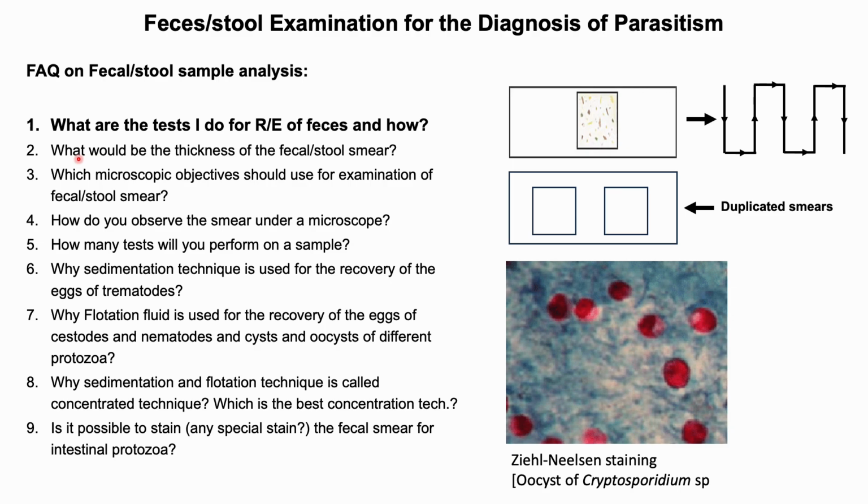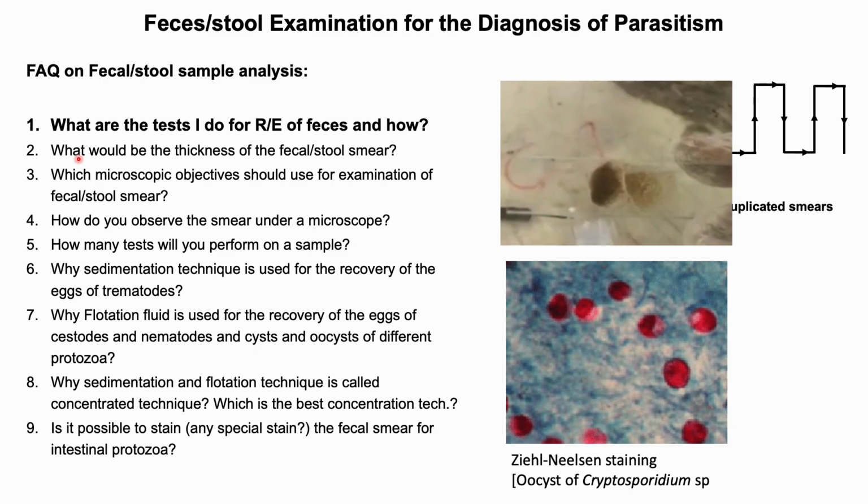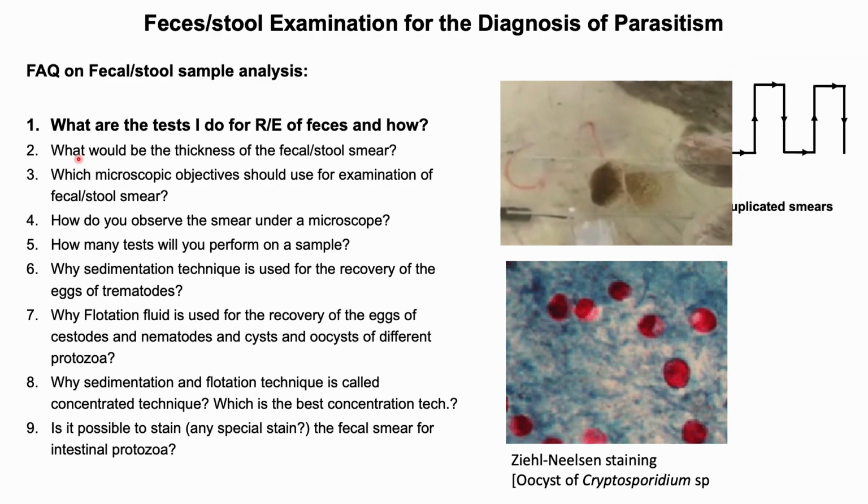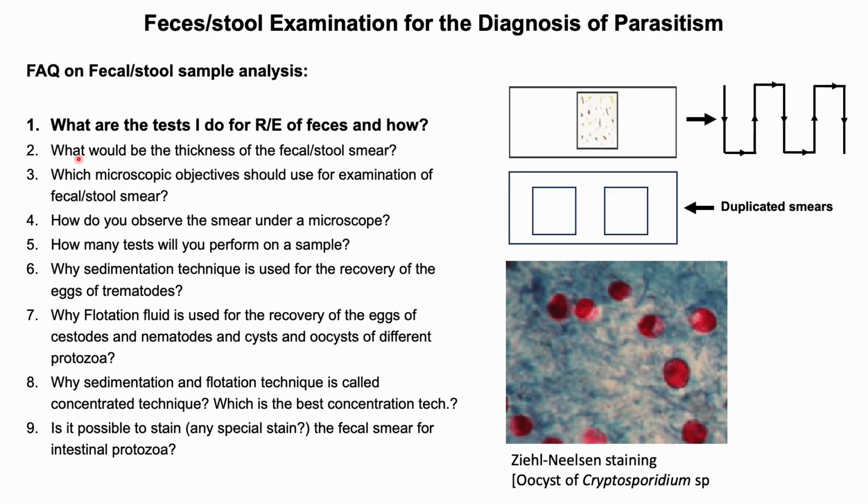The second question is, what should be the thickness of a fecal or stool smear? A fecal or stool smear should not be too thick. If it is too thick, light can't pass during examination, so you can't see anything. Secondly, if the smear is too thick, you can't see a small colorless trophozoite or protozoa moving in the microscopic field.